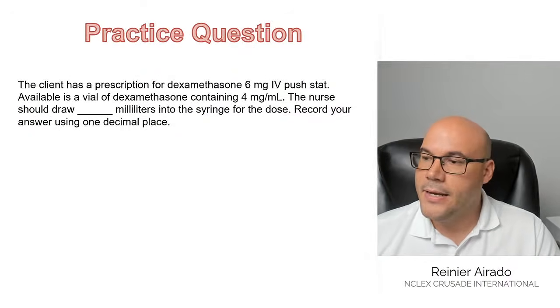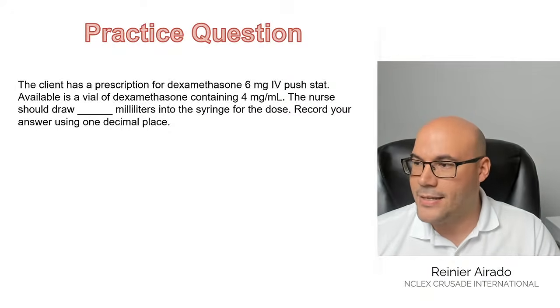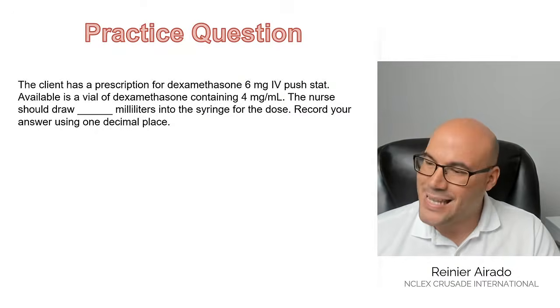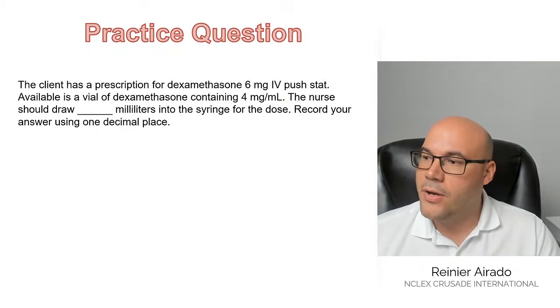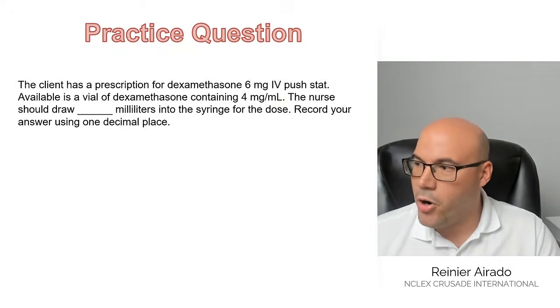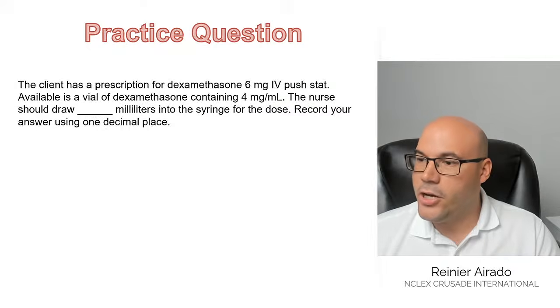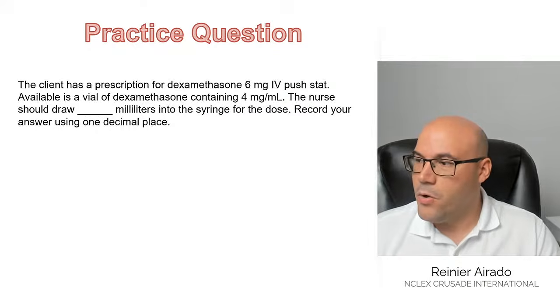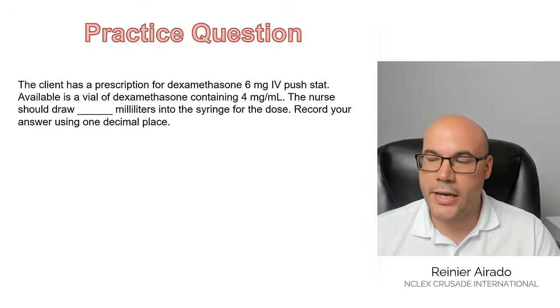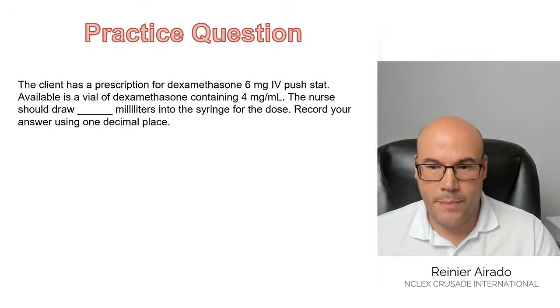It states, the client has a prescription of dexamethasone 6 milligrams IV push stat. Stat means immediately. The available vial contains dexamethasone 4 milligrams per milliliter. The nurse should draw X milliliters into the syringe for the administration of the dose. Record your answer using 1 decimal place.